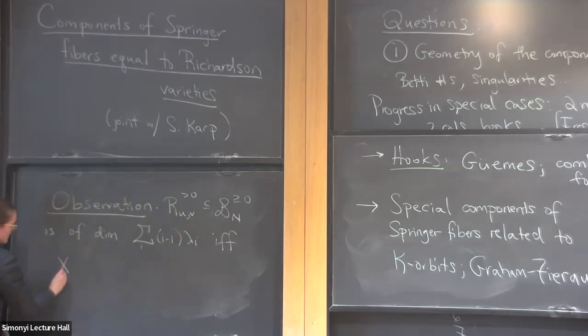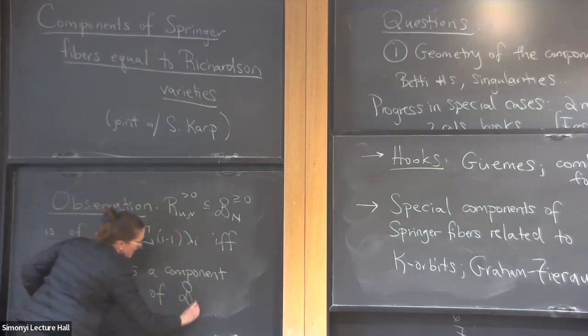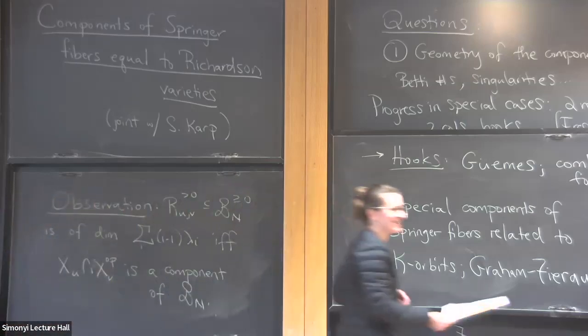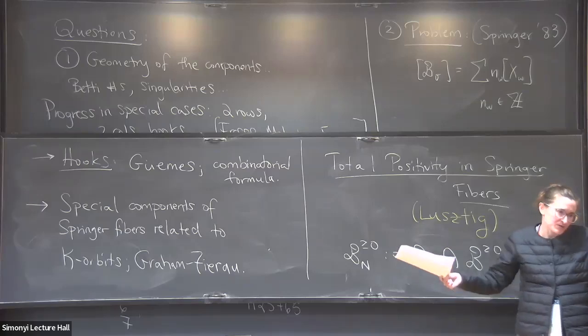Okay, so then my X U intersect X V opposite is a component of the Springer fiber, now back in my usual complex setting, Bn. So are you taking the positive part of the Richardson as Zariski dense in the Richardson? Yes. Ask the local expert about that. My impression is that that's not necessarily hard. And in fact, this observation would follow if you look carefully.